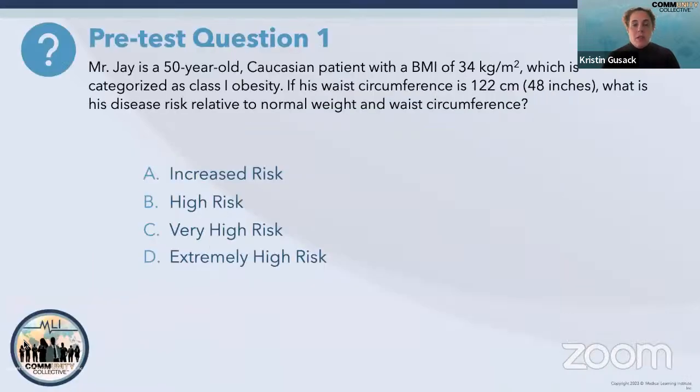Okay, pre-test question number one. Mr. J is a 50-year-old Caucasian patient with a BMI of 34, which is categorized as class 1 obesity. If his waist circumference is 122 centimeters or 48 inches, what is his disease risk relative to normal weight and waist circumference?